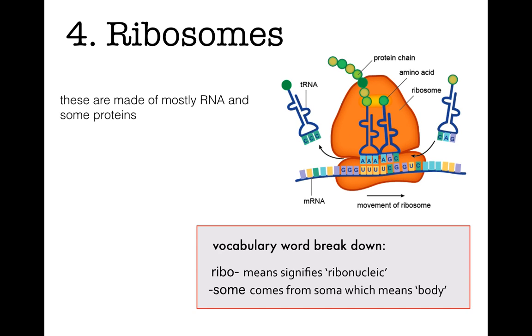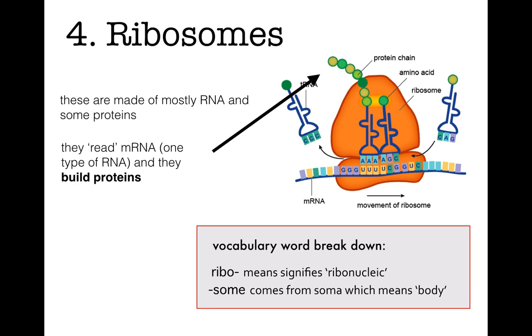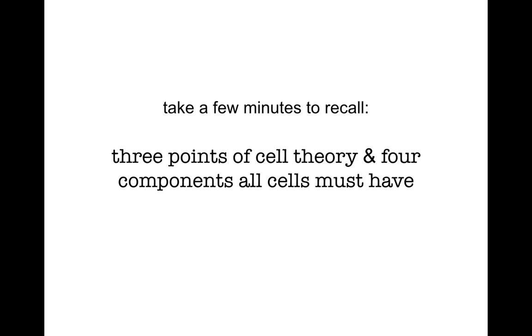Here is a more animated cartoon version of a ribosome. And what this orange thing is, the ribosome, it moves along the strand at the bottom, that RNA, and it's going to form proteins. They read the mRNA, it's one type of RNA, and they build proteins. There's the protein. So take a few minutes to recall the 3 points of cell theory and 4 components all cells must have. If you don't remember these things, go back and watch the video again.